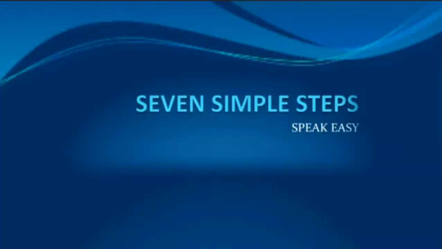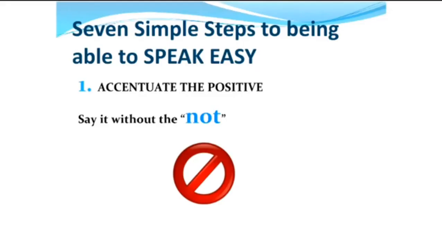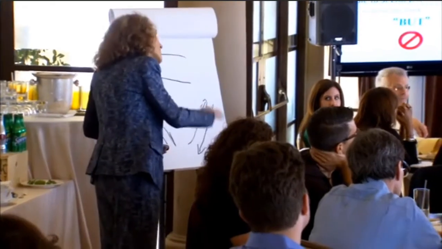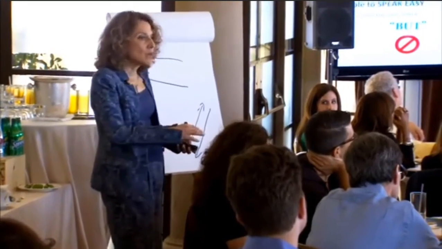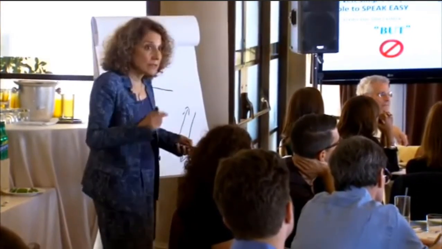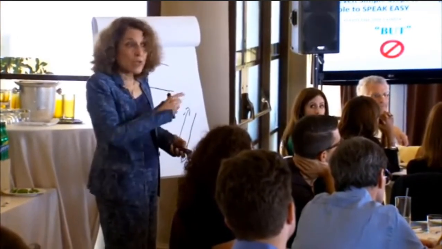Okay, we're going to go to 7 simple steps. We already talked about this one. Say it without the "not." Find affirmative ways. Figure out a way to say it in the affirmative. Avoid the disclaimer "but," and notice I put disclaimer. If you acknowledge something, that's the time when you really want to get rid of "but." If you habitually use the word "but" all the time, work on getting rid of it altogether.